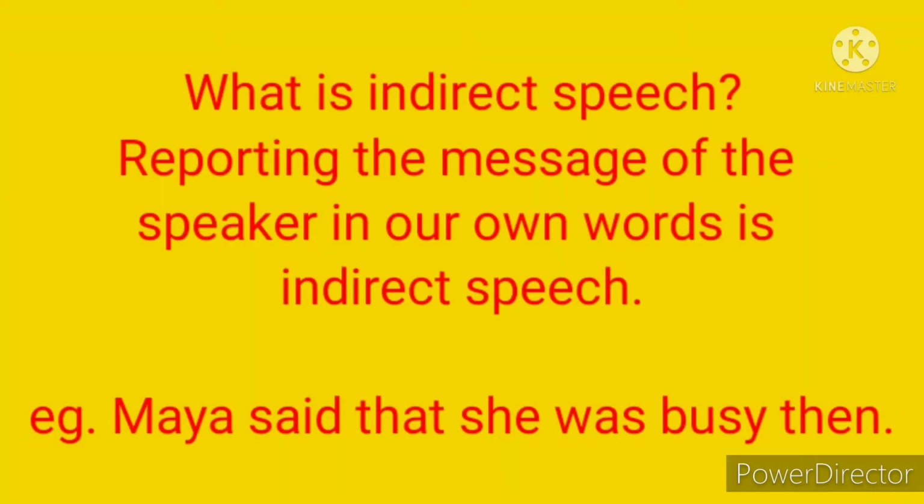What is indirect speech? Reporting the message of the speaker in our own words is indirect speech. Look at the example. Maya said that she was busy then. In direct speech we saw that there were two parts: one is the reporting part and another one is the reported part. Here those two parts are combined using a connector, "that." Maya said that she was busy then. Here "said" is the reporting verb and "was" is the reported verb. Maya said that she was busy then is the indirect speech.